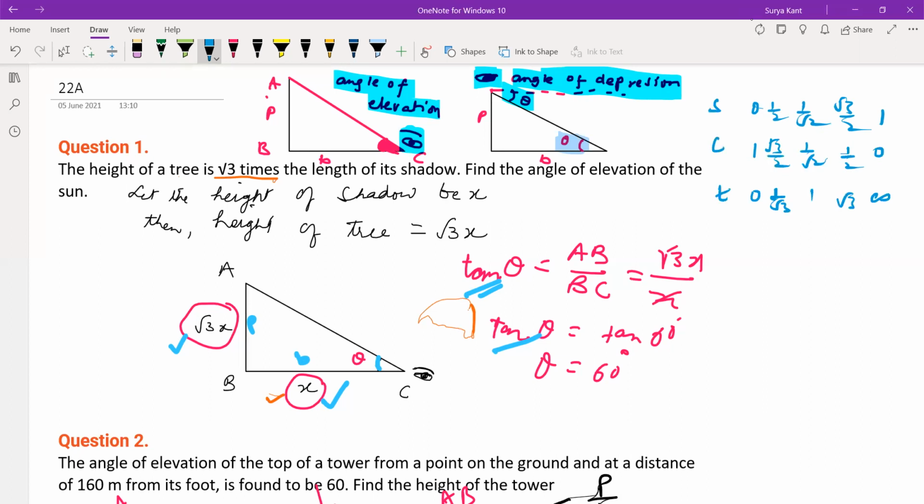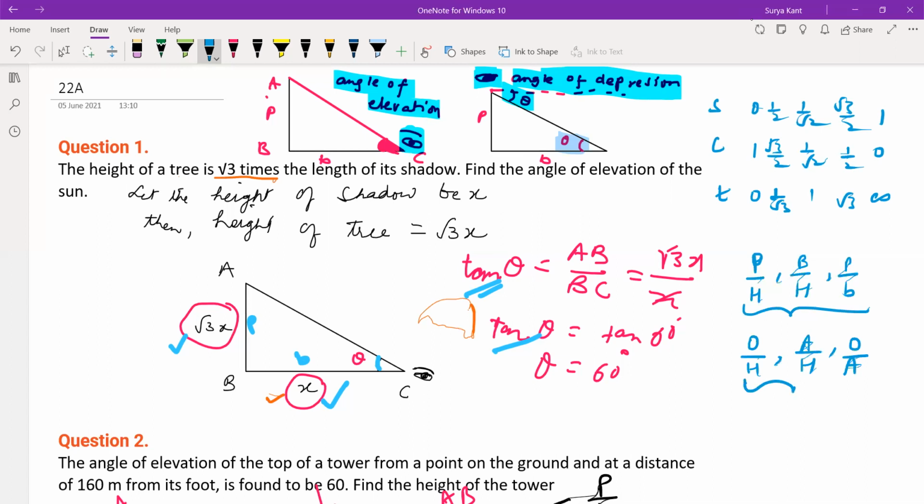And moreover, just remember here sine theta is equal to opposite. You are reading opposite as perpendicular. In which form are you reading? Perpendicular by hypotenuse, base by hypotenuse, or perpendicular by base. You can remember in this way, or the other way. Those who are reading opposite, adjacent, see here: opposite by hypotenuse, adjacent by hypotenuse, and opposite by adjacent.